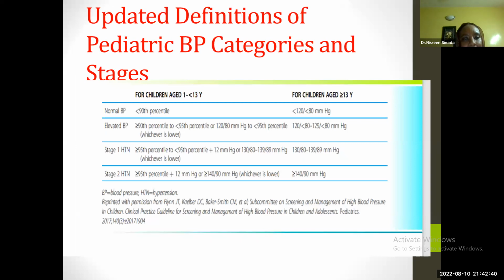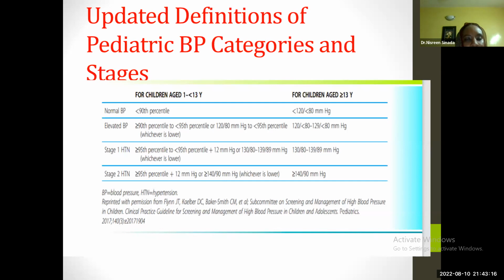And this is the update of blood pressure categories and stages according to the American Academy of Pediatrics Subcommittee. They define the blood pressure definition for children from 1 year to less than 13 years, or children 13 years or above. So normal blood pressure is less than the 90th percentile, elevated blood pressure is the 90th percentile or more to less than the 95th percentile, and stage 1 is the 95th percentile or more, to less than the 95th percentile plus 12 millimeters of mercury.